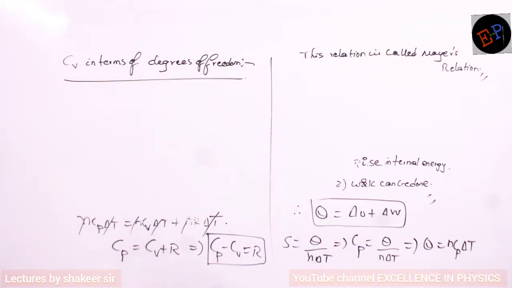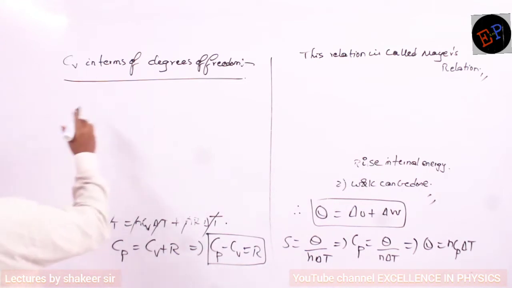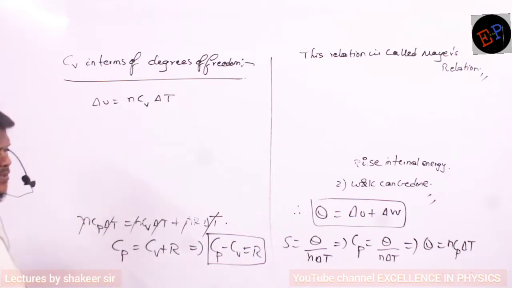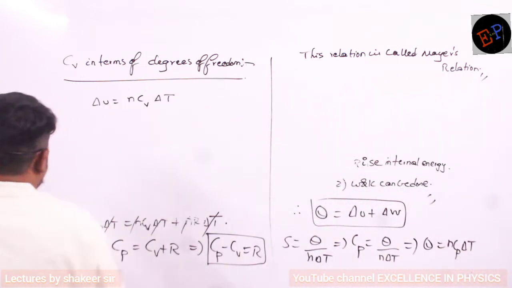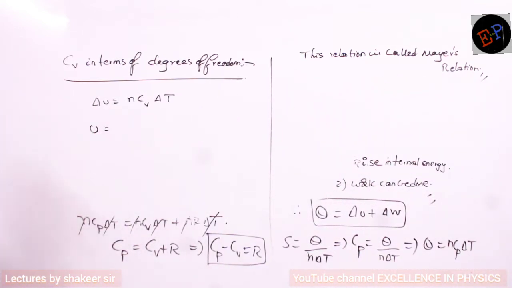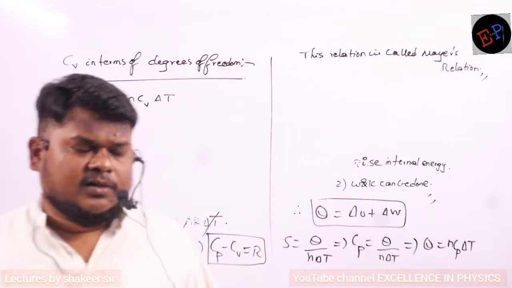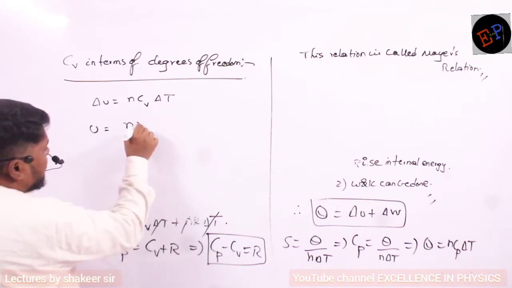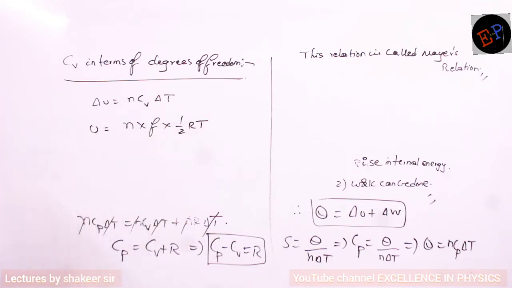Cv in terms of degrees of freedom. See, change in internal energy is nothing but nCv delta T. Now, what is meant by U? Total energy of the gas, total internal energy of the gas. Energy and internal energy, both are same. Total energy of the gas is nothing but U, and total energy of the gas depends on what? Number of moles multiplied by degrees of freedom multiplied by half RT. Do you remember?